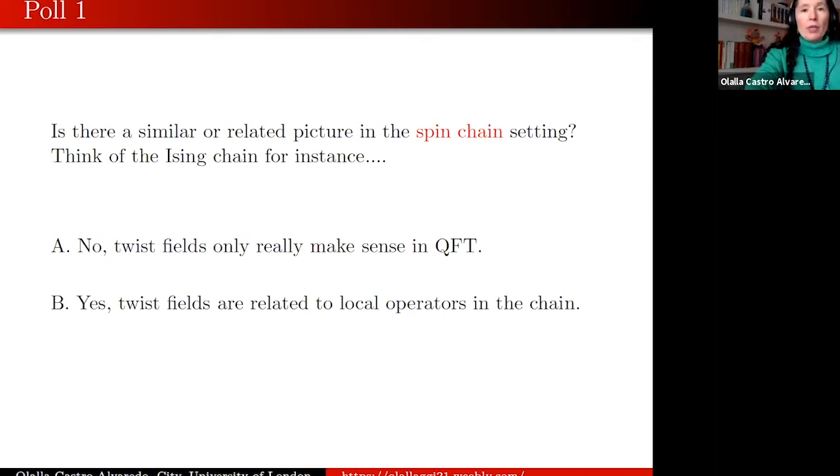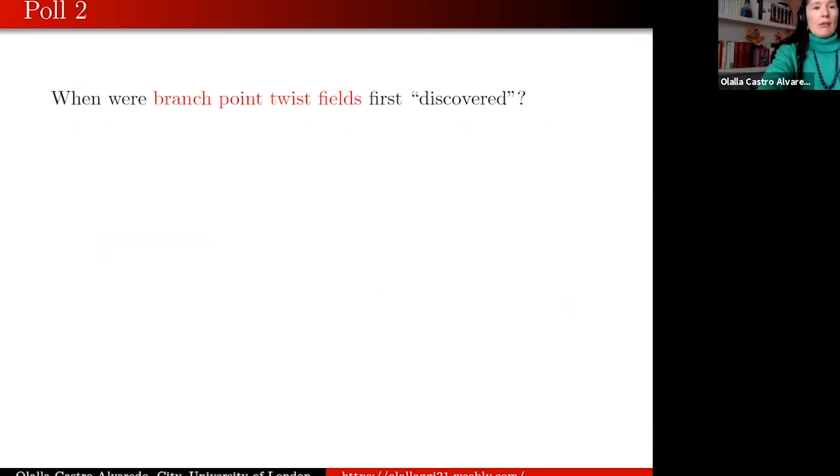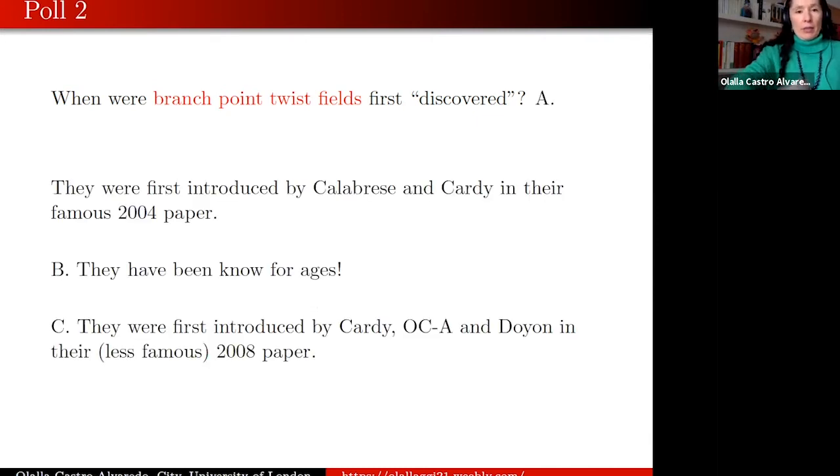I have another question that I think one has to ask in this course, because it's about branch point twist fields. So perhaps this one is one where you will have different opinions, and I think it's an interesting one to discuss. So when were branch point twist fields discovered? Or, well, discovered in quotation marks, because it's not like a continent, but where did they first appear? So I'm going to give you three common options. Sorry, the A is in the wrong place, so it should be there.